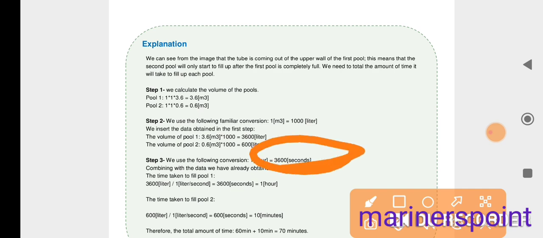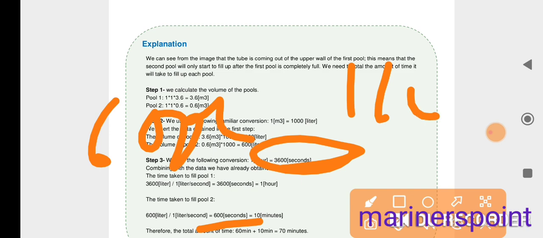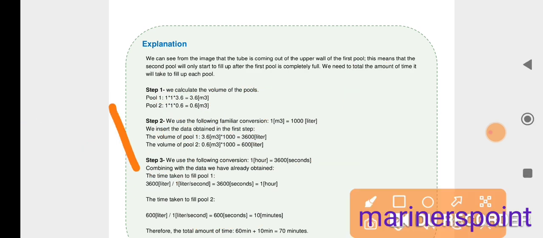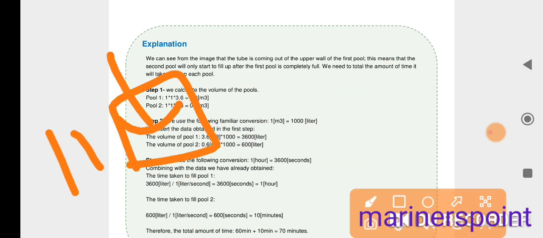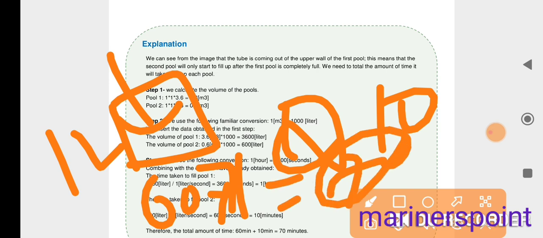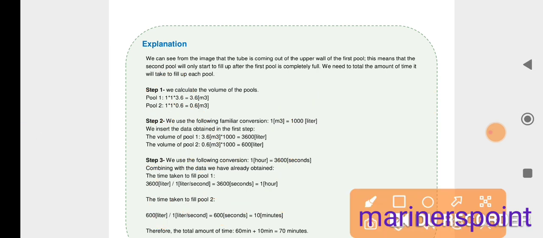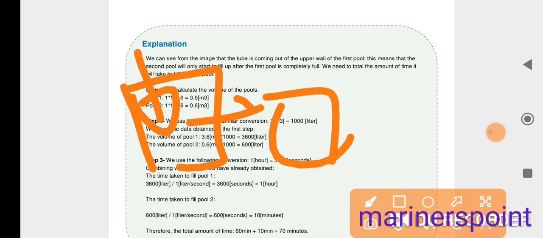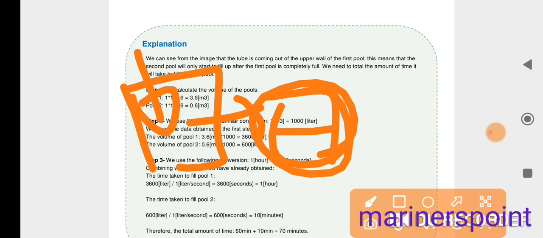And now for container 2, the time taken will be 600 seconds, because it is 600 liters and it is filling 1 liter per second. That means 10 minutes. Then for container 1 the time is 1 hour, and for container 2 it is 10 minutes. Total time is 60 plus 10, 70 minutes. So the concept here is total time: the time taken to fill the first container and after that the second container. So the total time will be 70 minutes.